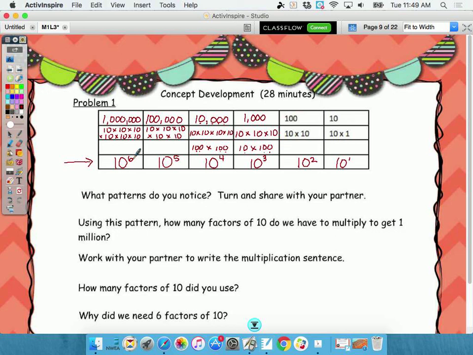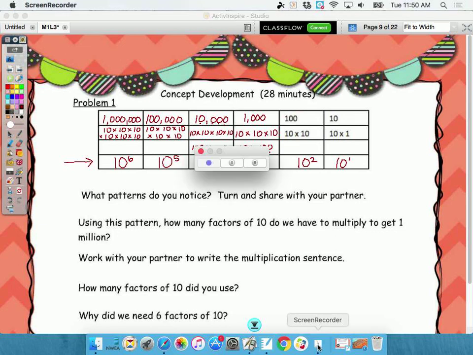Tomorrow, what we're going to do is solve a few problems using our powers of 10 in this chart that we created today. Okay? Good job. We'll continue.